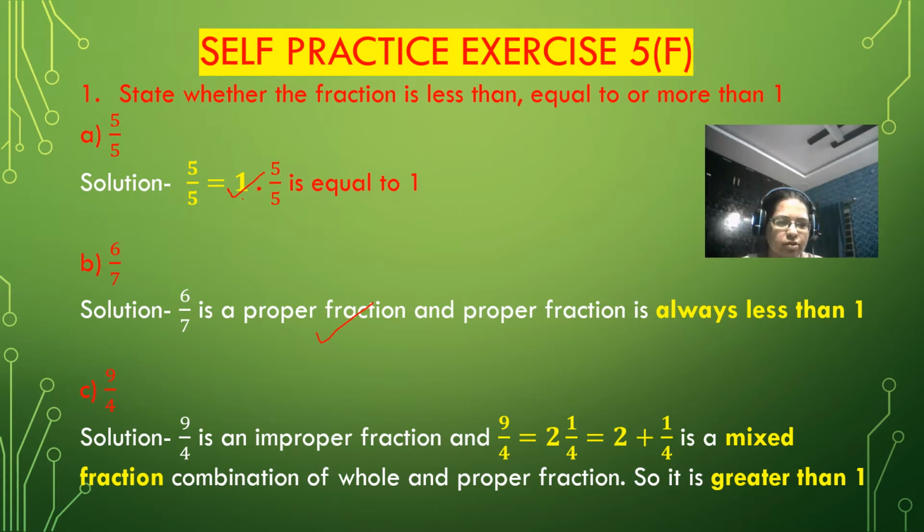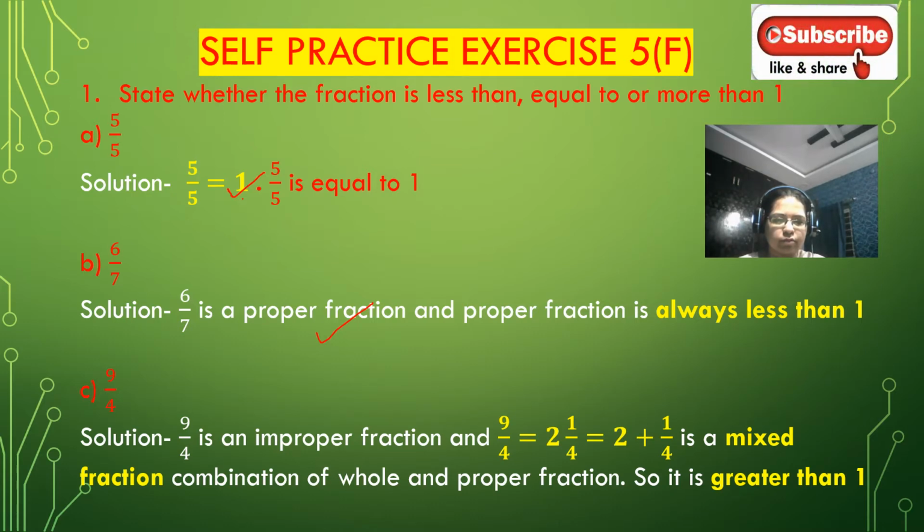Third bit C. 9 divided by 4. 9 divided by 4 is an improper fraction as numerator 9 is more than the denominator 4. When you convert this improper fraction into a mixed fraction, just divide the dividend by the divisor.